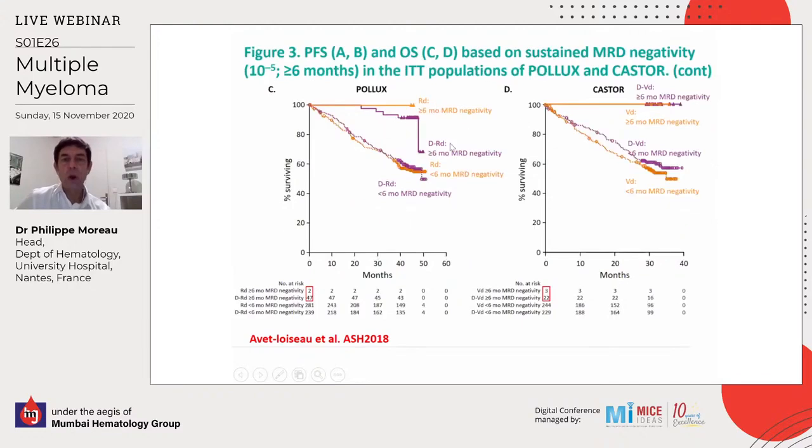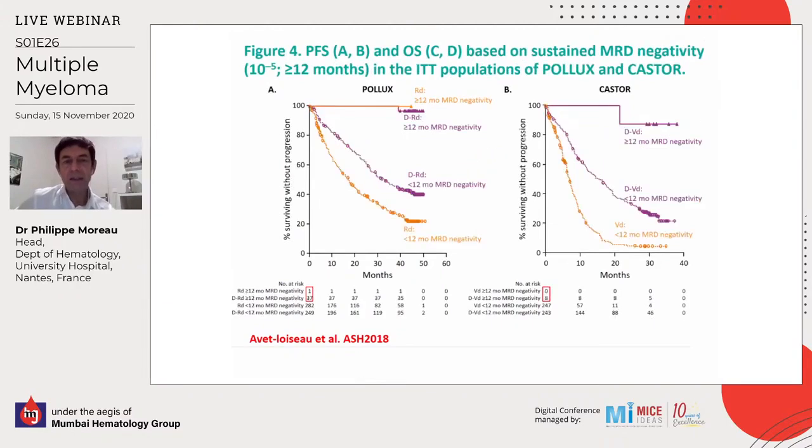And this is also true for overall survival. It was previously PFS. And this is also true at 12 months when you are looking at progression-free survival. Patients who sustain MRD negativity are never progressing with DRD. Very few, in fact, no patients have sustained MRD negativity in CASTOR with VD alone, but some of them can remain MRD negative more than 1 year with DARA VD.